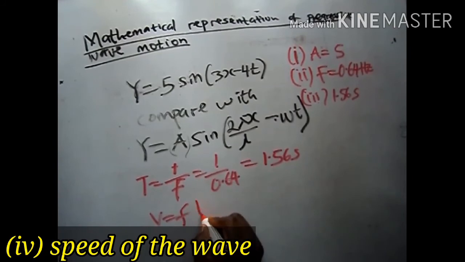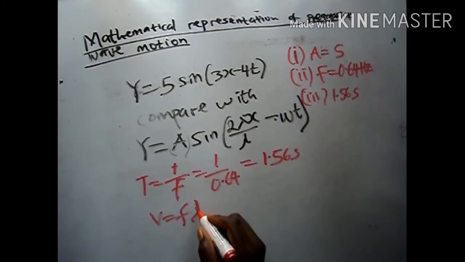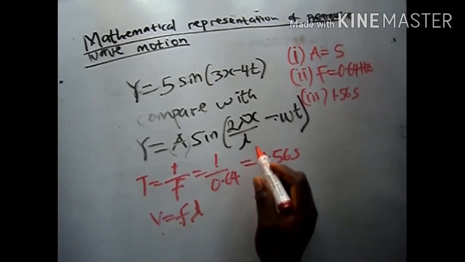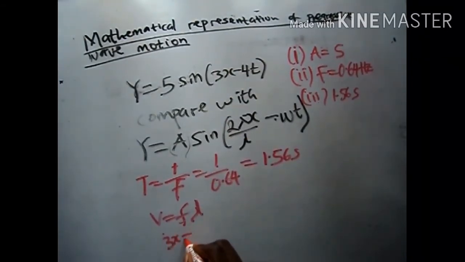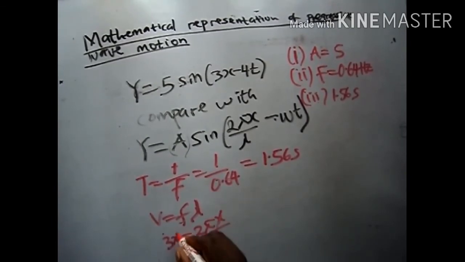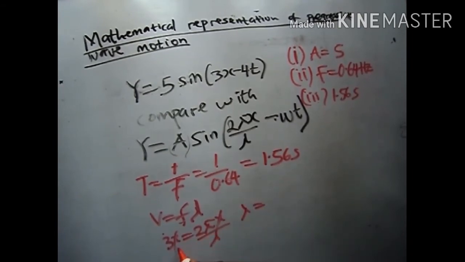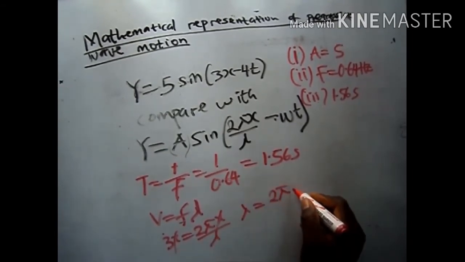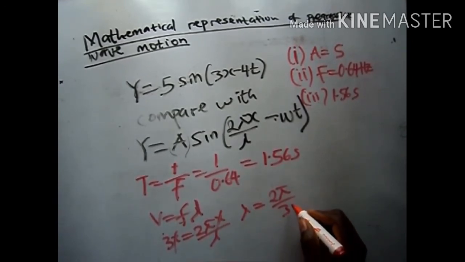So we know that our speed is this. From your knowledge of waves, speed is this. Now we have our frequency, so we need our wavelength. To get our wavelength, let's use this to equate this. We'll have 3x equals 2 pi x over lambda. Now this cancels this. Lambda will now be 2 pi over 3. What will 2 pi over 3 give you? Okay, let's just leave it like that.